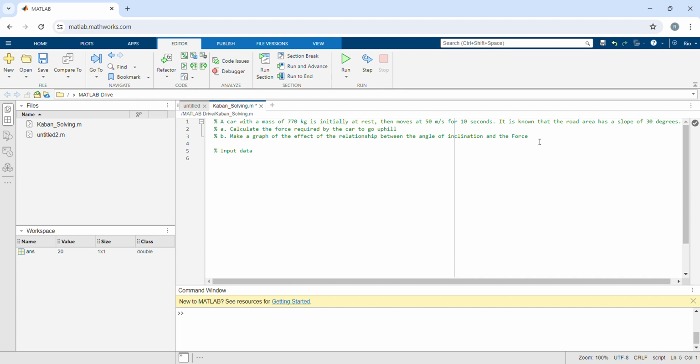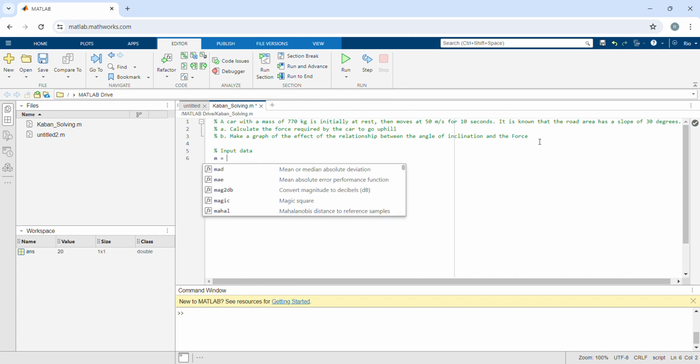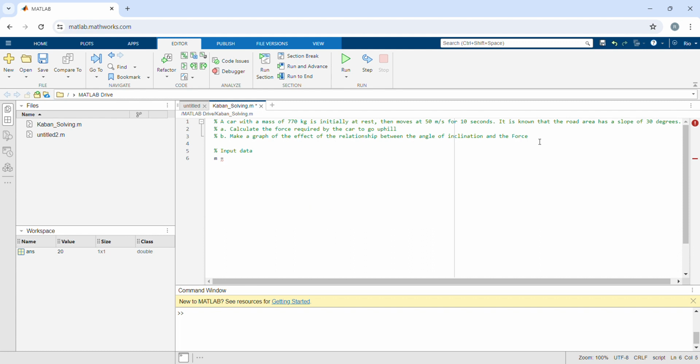The input data first is mass. We can write it just by m. The mass is 770 kilogram. Don't forget to add this symbol. Mass of the car, and then it moves for 10 seconds. So the time, we can just write it by letter t. The time is 10 seconds.